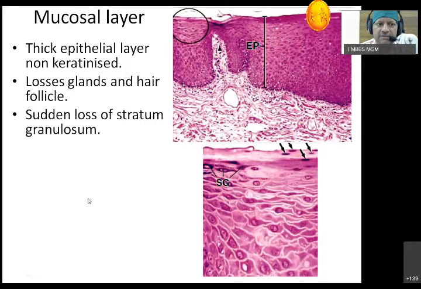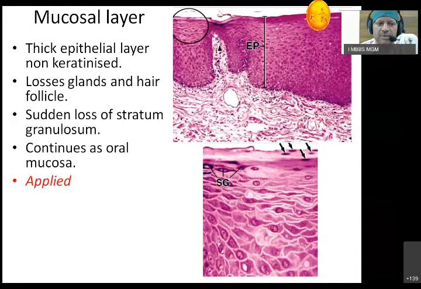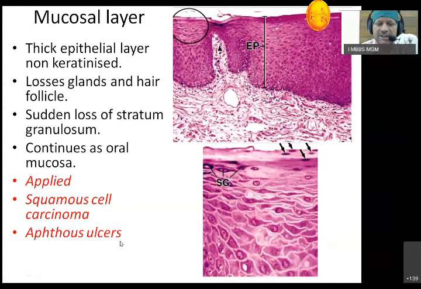It is a shift of the mucosa, which continues as the mucosa. Applied importance: squamous cell carcinomas at the junction of the lip are one of the common things, especially with cigar smoking and other types of this. And second is aphthous ulcers, which are very painful ulcers.